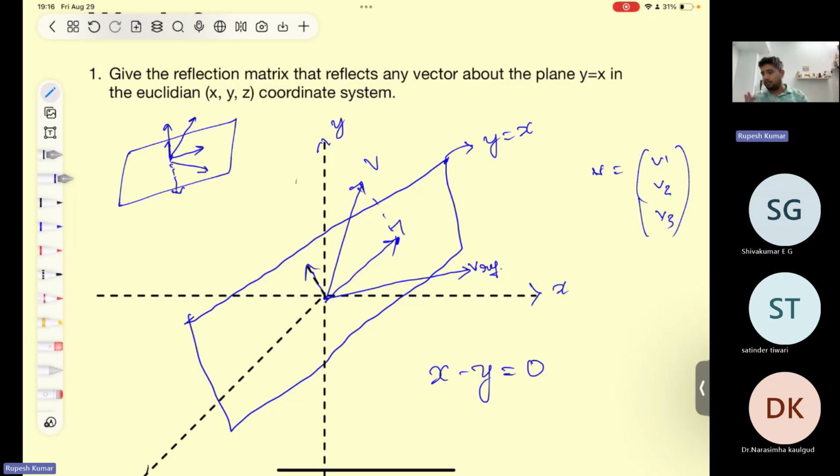Is this idea clear, everyone? Everyone, is this clear?